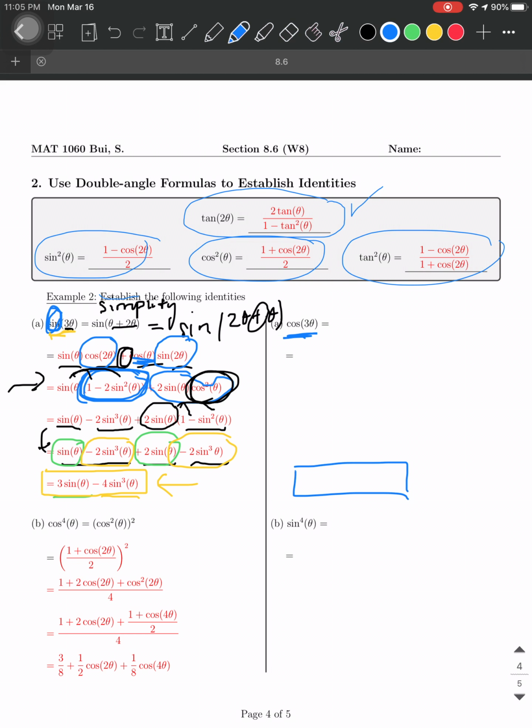For another example that I think is useful, because I remember I saw it a lot in my high school, this time they give you a problem starting with cosine to the fourth of theta. How can we go about it? The fourth in here means square and square again, right?